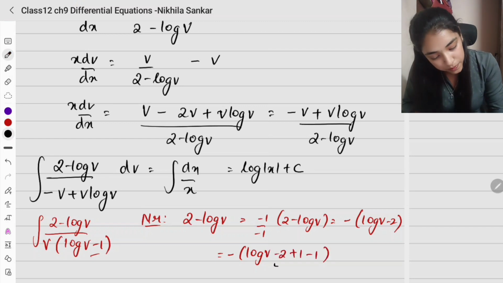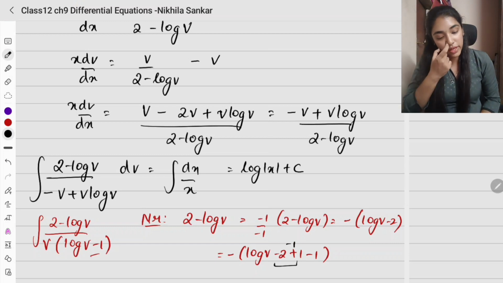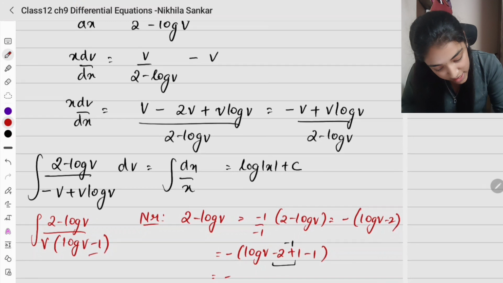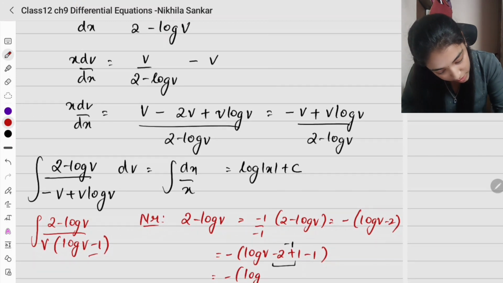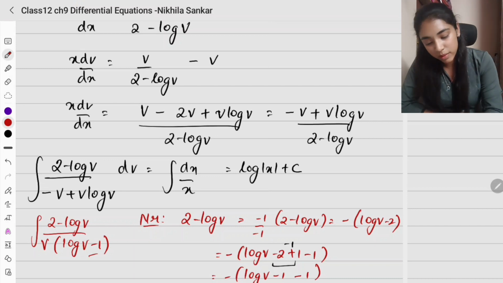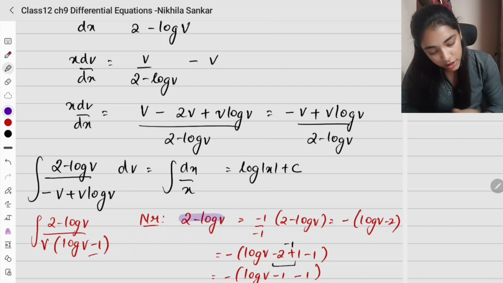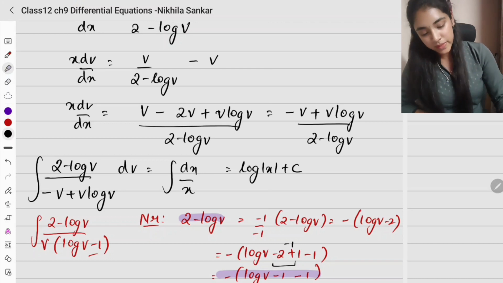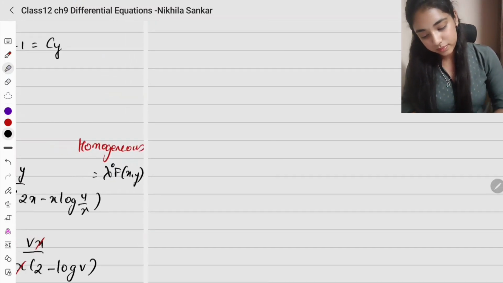So what does this become here? This becomes minus 1. So log v minus 1 has come. So what is the numerator that I need? Minus of log v minus 1, separately. So this is my numerator. My numerator changed from 2 minus log v to minus of log v minus 1 minus 1. Okay, simple. Now how is the integral going to look?